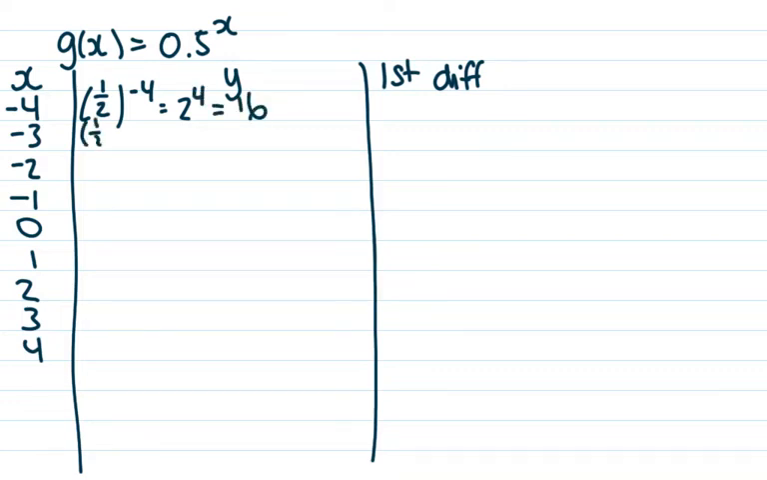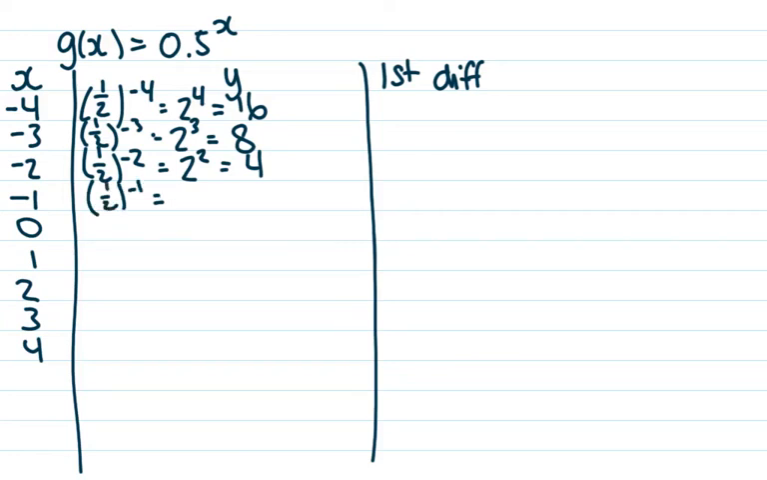Now I have a half to the power of -3, so the reciprocal would be 2 to the power of +3, which is 8. 1/2 to the power of -2 is the same as the reciprocal, which is 2 to the power of 2, which is 4. 1/2 to the power of -1 would be the same as the reciprocal, which is 2 to the power of 1, which is 2. 1/2 to the power of 0, anything to the power of 0 is 1. 1/2 to the power of 1 equals a half.